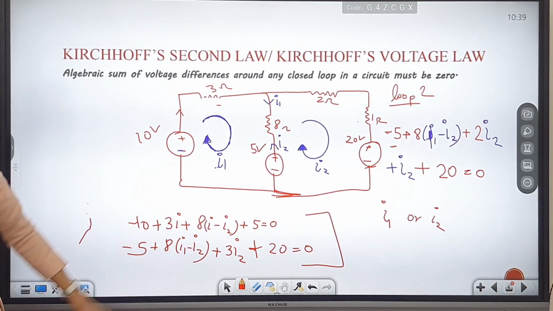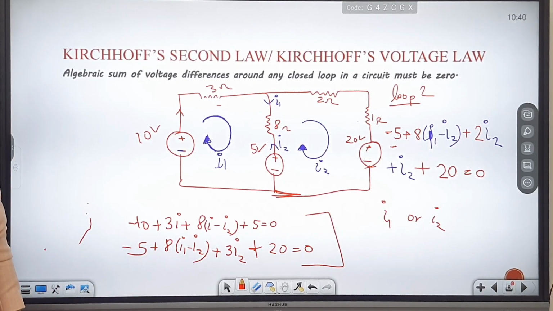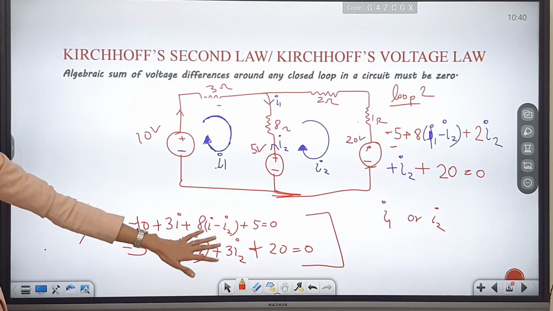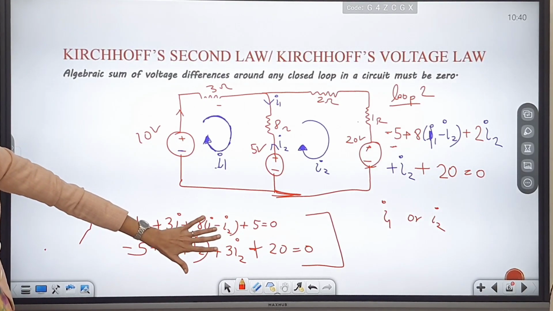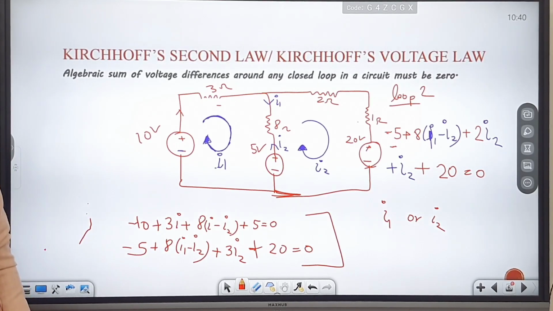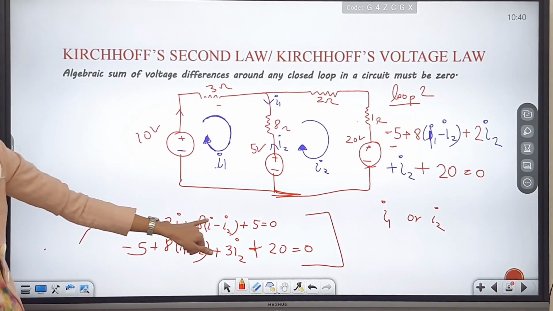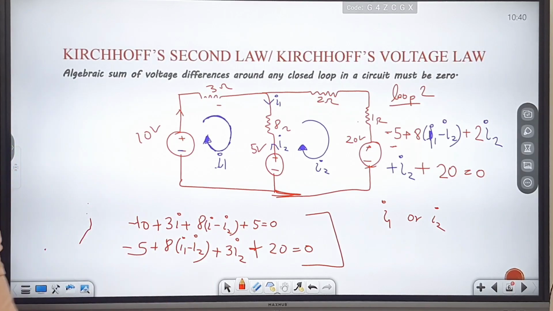I haven't solved the equation, so I will provide you the answer tomorrow. You just need to solve them. These are simple equations. You have I1, you have I2, just two variables, and two equations to solve. Find I1 in terms of I2 here and put it here. You will get I2.